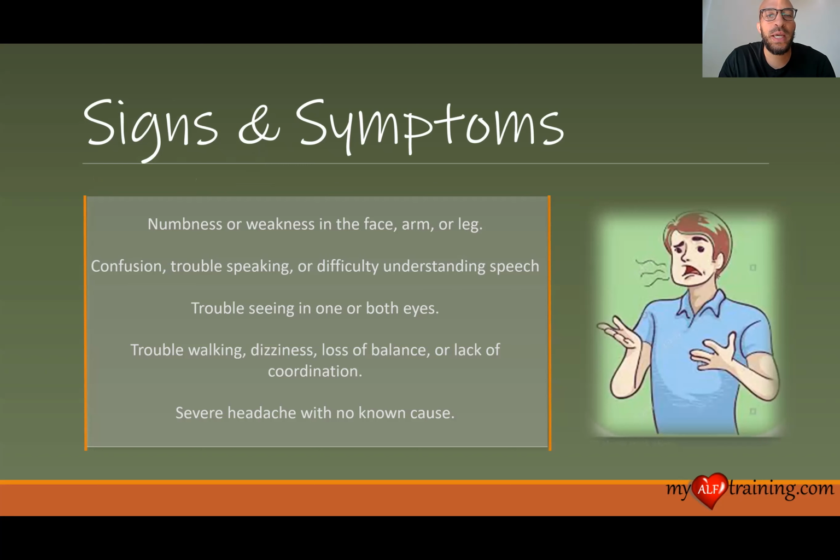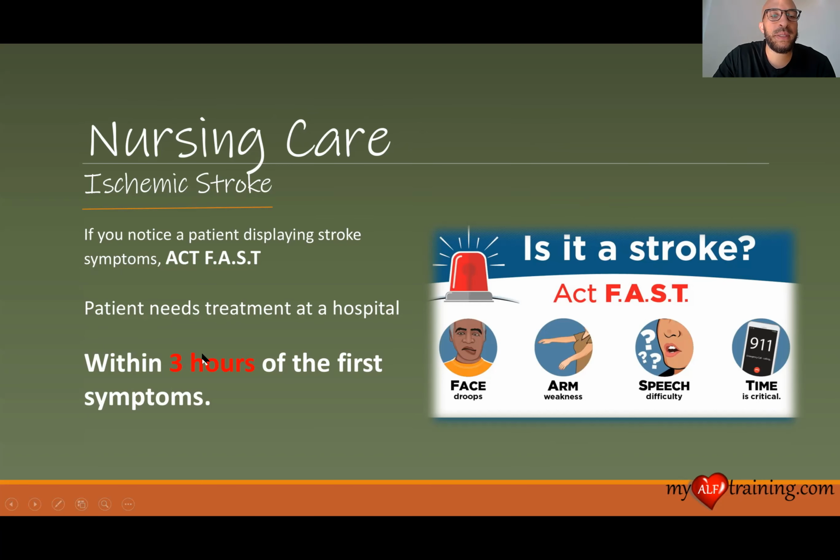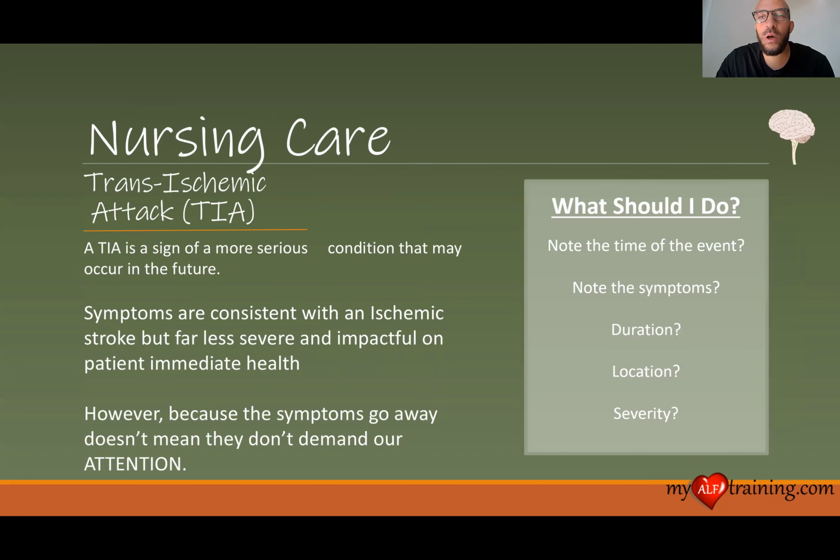And you see our time here within 3 hours of the first symptom. That is when the patient needs treatment at a hospital within 3 hours of the first symptoms. So, if you believe a patient is having an ischemic stroke, which we talked about, is a shortage of blood supply due to blood clot, then we need to report it as soon as possible because that patient needs treatment within 3 hours of the first sign or symptom.